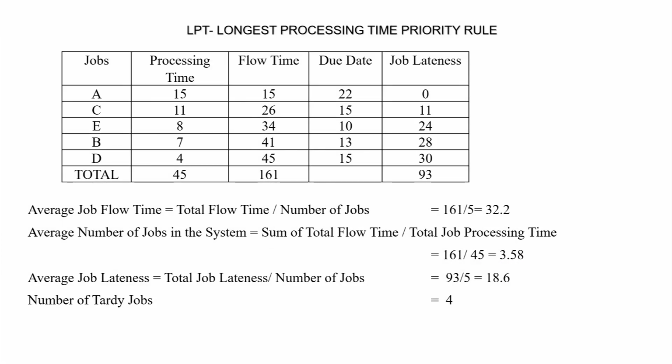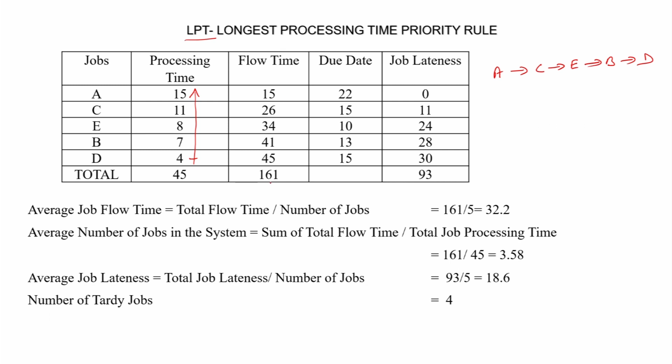Now, let us see the longest processing time priority rule, LPT. The sequence of these jobs will be as per the longest processing time. The job which is having the highest processing time is coming at the top, and the job which is having the lowest processing time is at the bottom of this sequencing. So, the sequence as per the longest processing time rule is A, followed by C, then E, then B, and then D. So, this is the sequence as per the longest processing time priority rule. And let us see the performance of this particular system.